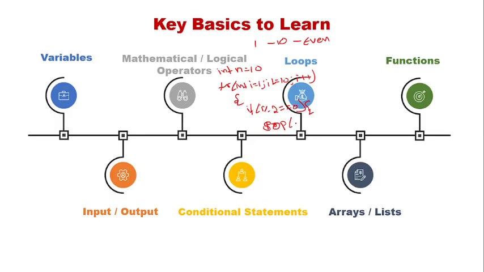System.out.println SOP of your I values. Then close your loop and close your for loop, and your program is done.